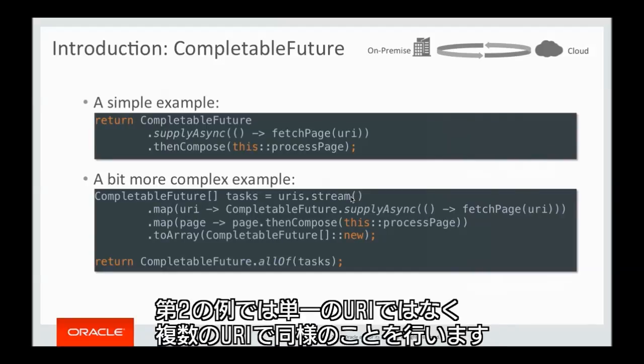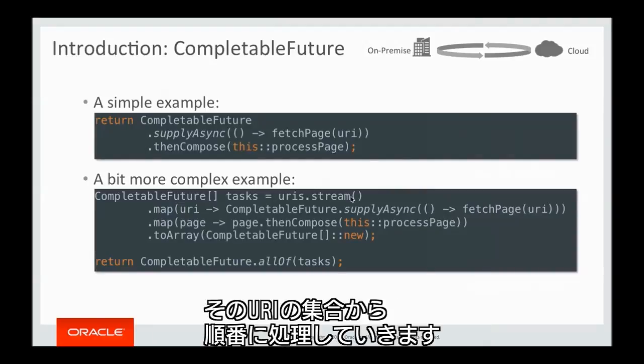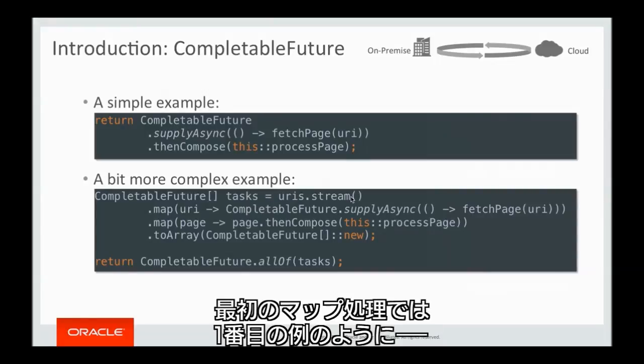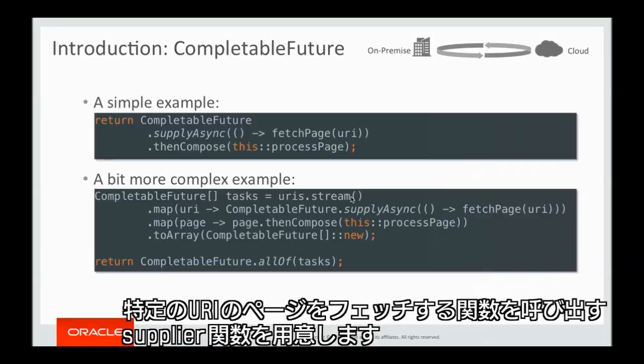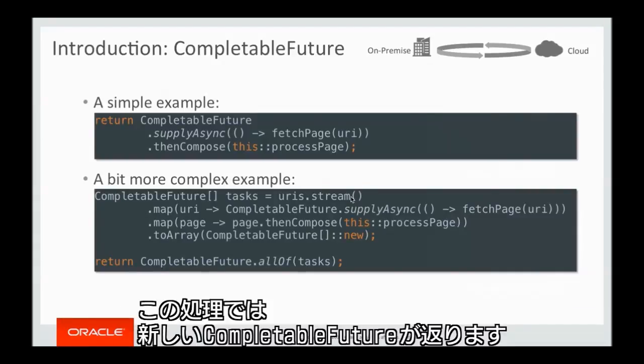In the second example, we do the same thing, but we do it not for a single URI, but for multiple URIs. So we have a set of URIs, and we create a stream from that set. And then in the first map stage, we create a CompletableFuture, just like in the first example. We call supplyAsync, and then we provide a supplier that calls fetchPage for a given URI. And then this stage basically returns a new CompletableFuture, right?